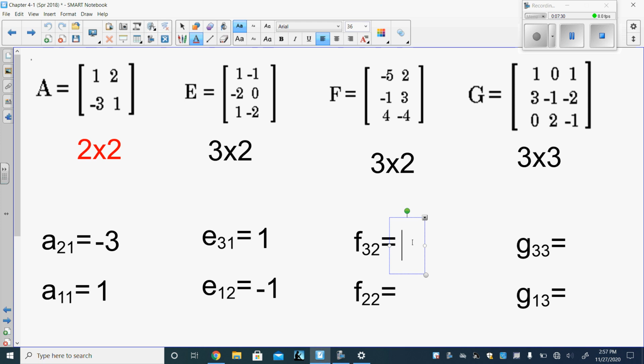Now we move on to F32. So that would be row 3, column 2. So row 3 would be at the very bottom. Column 2 would be farthest to the right for F. And that gives me -4. And then the next one for F is 2, 2. So we do row 2, column 2, which would be 3.